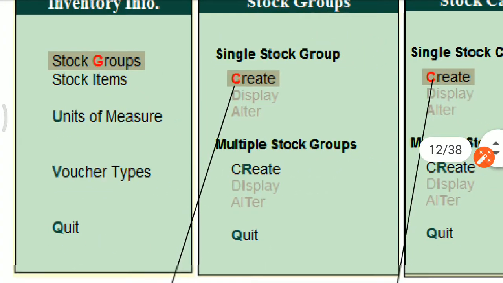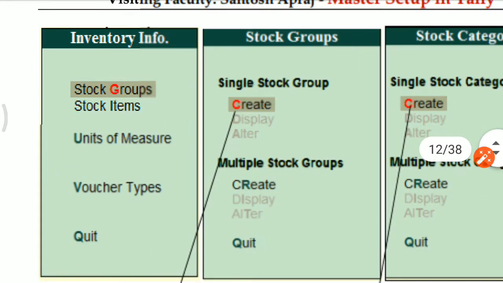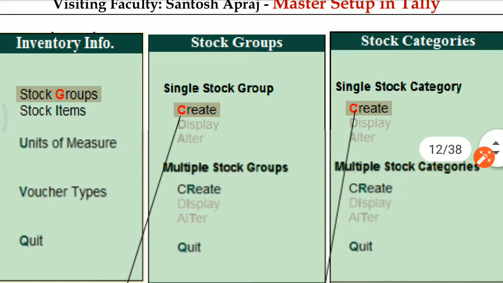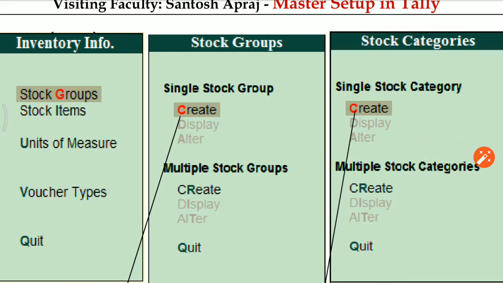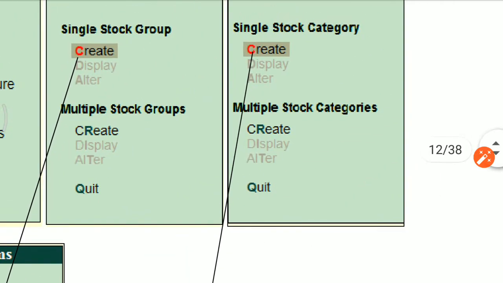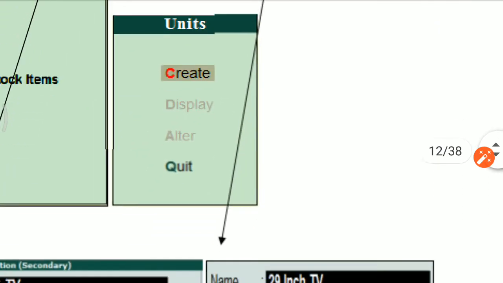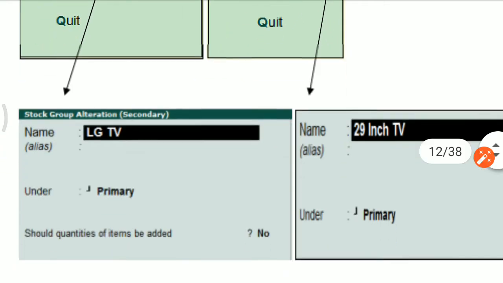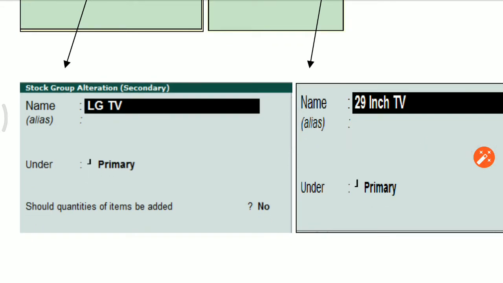In stock groups, the same options are available as in account information. And next one is stock categories. Stock categories are not much important. Only stock group and stock items are important. Stock category is only for information purpose. Unit measurement, I will inform you that if you want to count your stock numbers in kgs, at that time this option is available. I have given one example also.